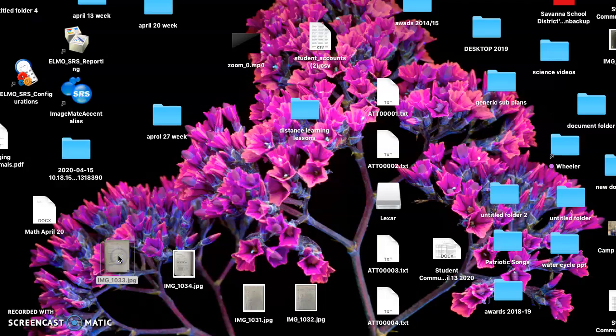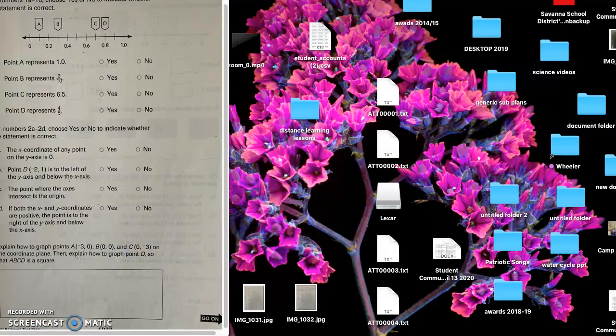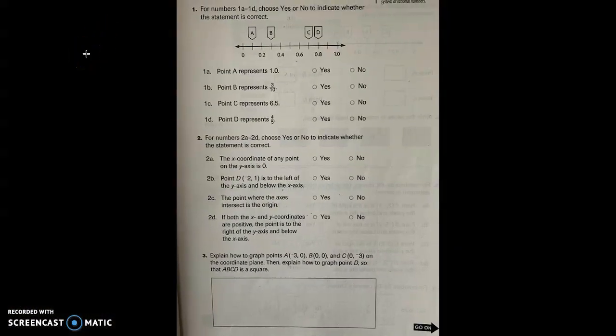Good morning. Today we are working on pages 27 and 28 in the Smarter Balanced Assessment book. So go ahead and get your workbook out. On page 27, we're working on graphing decimals and fractions.